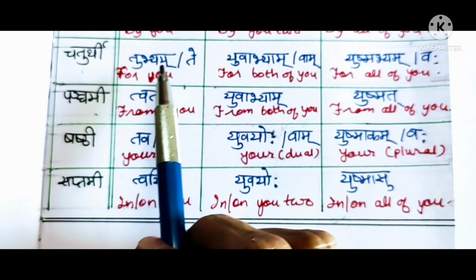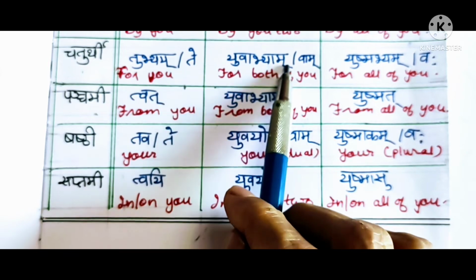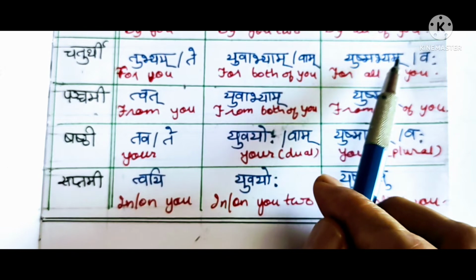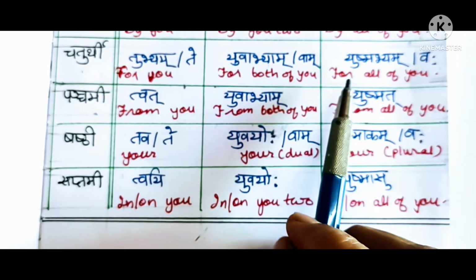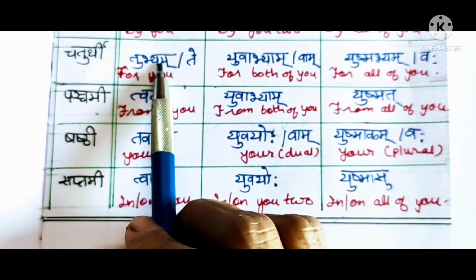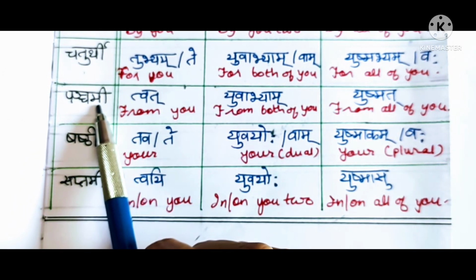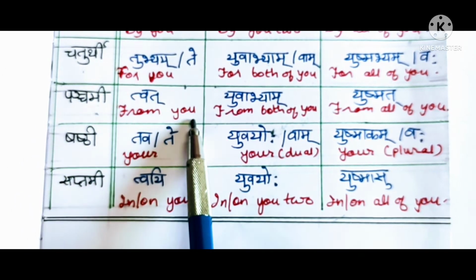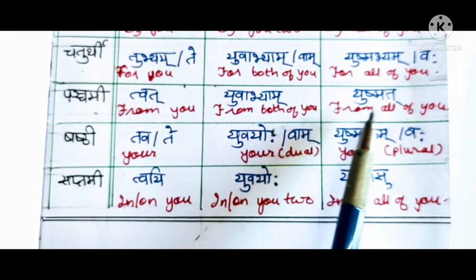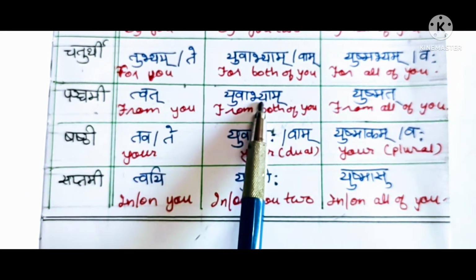Chaturthi Vibhakti Tubhyam athva te meaning for you. Yuvabhyam athva vam means for both of you. And Yushmabhyam athva vah means for all of you. So Chaturthi Vibhakti is Tubhyam, Yuvabhyam, Yushmabhyam. Panchami Vibhakti Tvat means from you. Yuvabhyam means from both of you. Yushmat means from all of you. So Panchami Vibhakti is Tvat, Yuvabhyam, Yushmat.